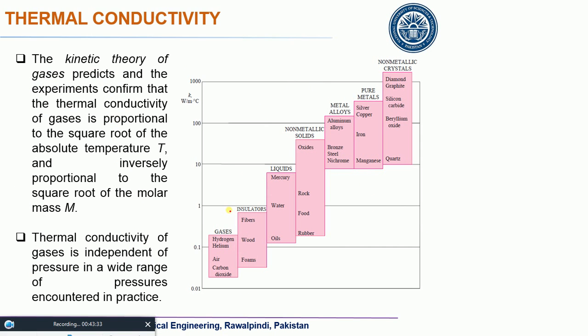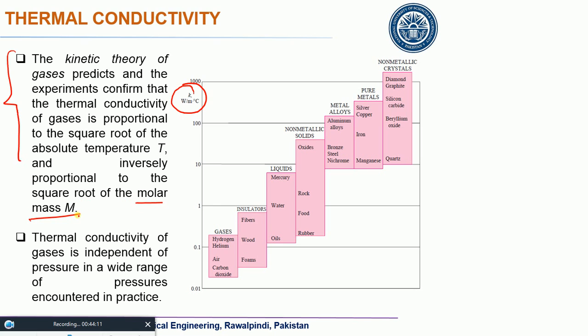So this figure is simply representing the range of values of K for different materials. You see on the y-axis you have K. The kinetic theory of gases predicts, and the experiments confirm, that the thermal conductivity of gases is proportional to the square root of the absolute temperature T. You remember where I started this lecture? I started this lecture from this point, the kinetic theory of gases, where I was talking about the Coulombian. Okay, and it is inversely proportional to the square root of the molar mass.